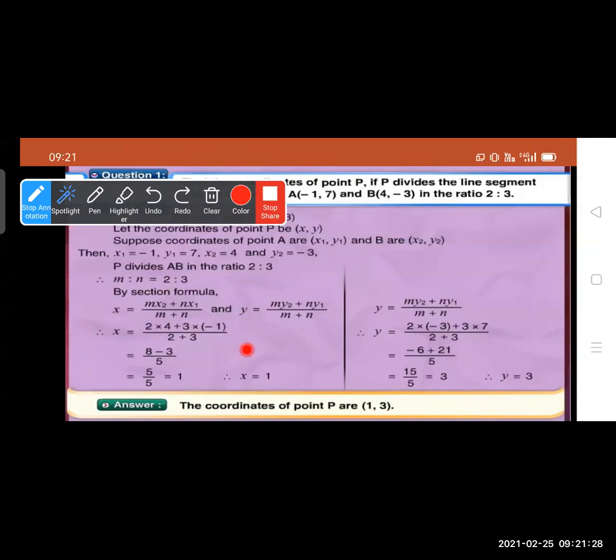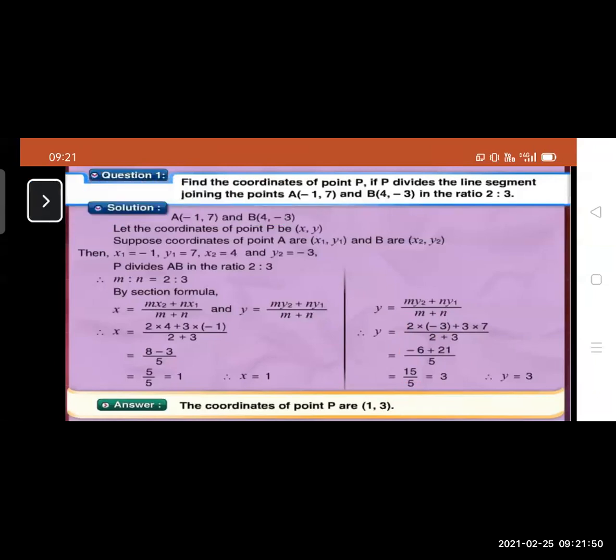Okay, so we get 5 by 5. Cancel, we get 1. So x is equal to 1. Then substituting after calculation, we get 3, so y is equal to 3. So finally we write the coordinates of point P are (1, 3). Okay, so in this way we find the coordinates of the point P.